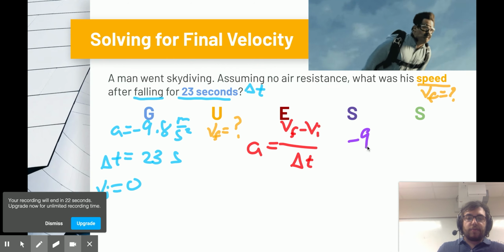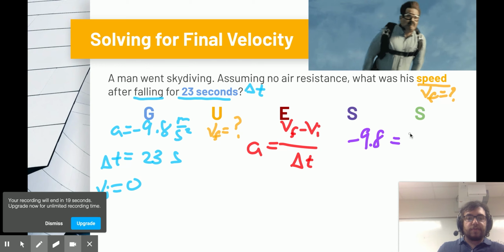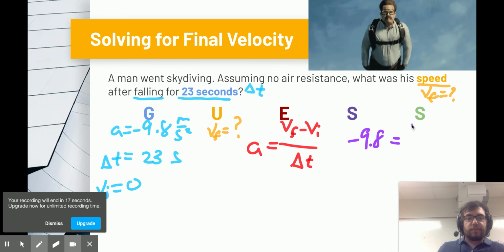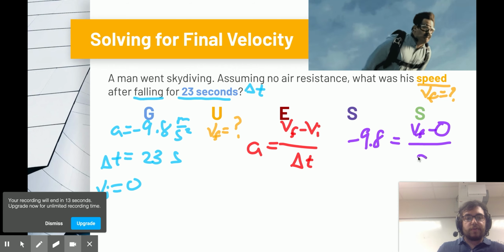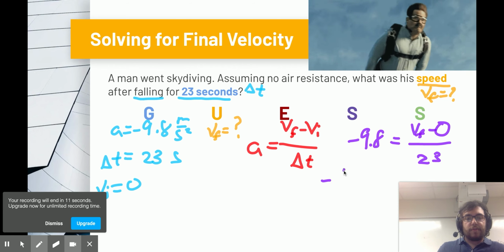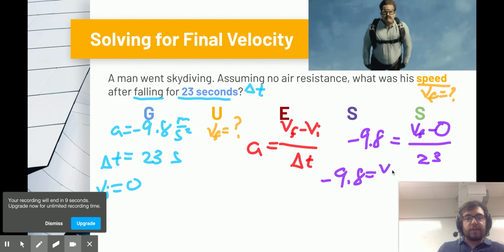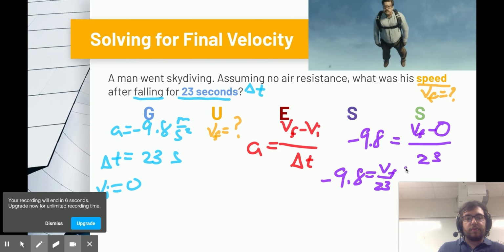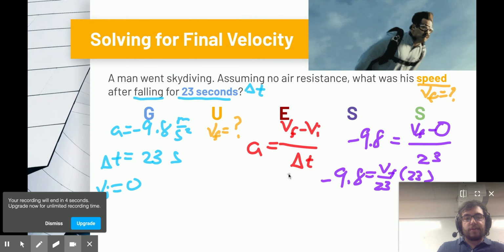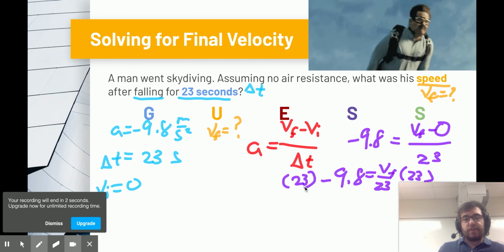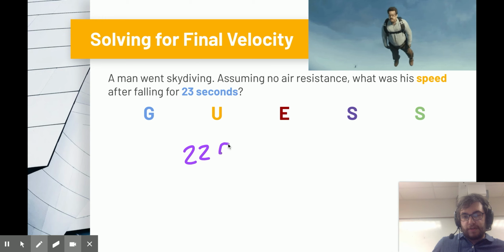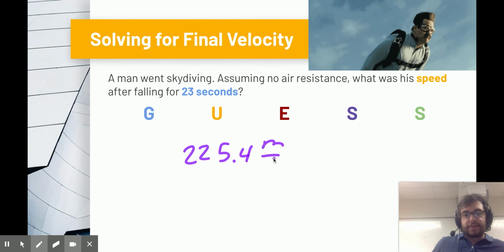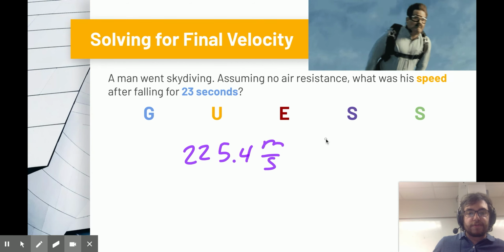Negative 9.8 is equal to VF, which is what we're solving for, minus 0, divided by 23. Then we're left with negative 9.8 is equal to VF over 23. Multiply both sides by 23. And you get your final answer, which is 225.4 meters per second.